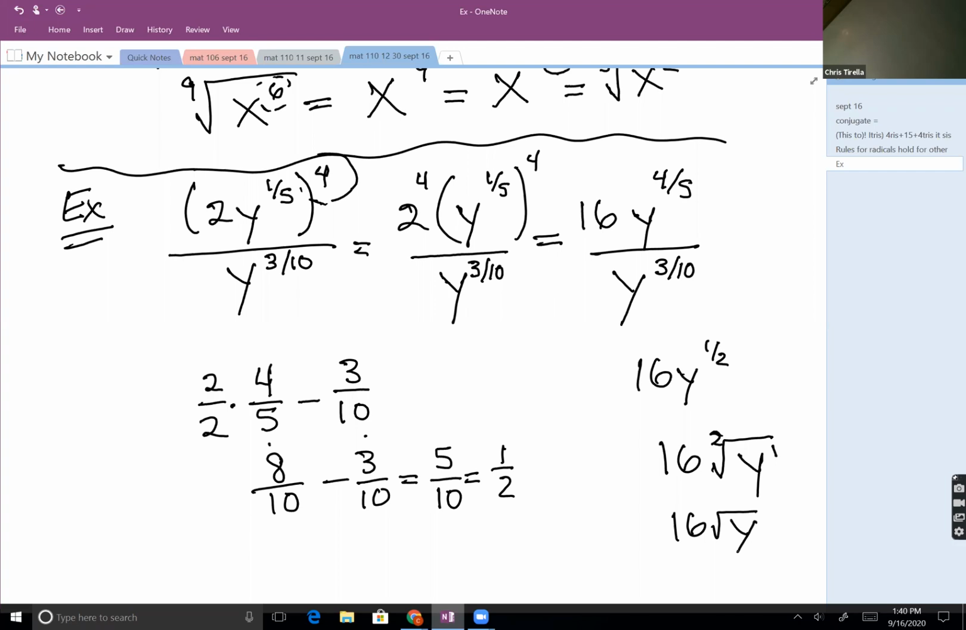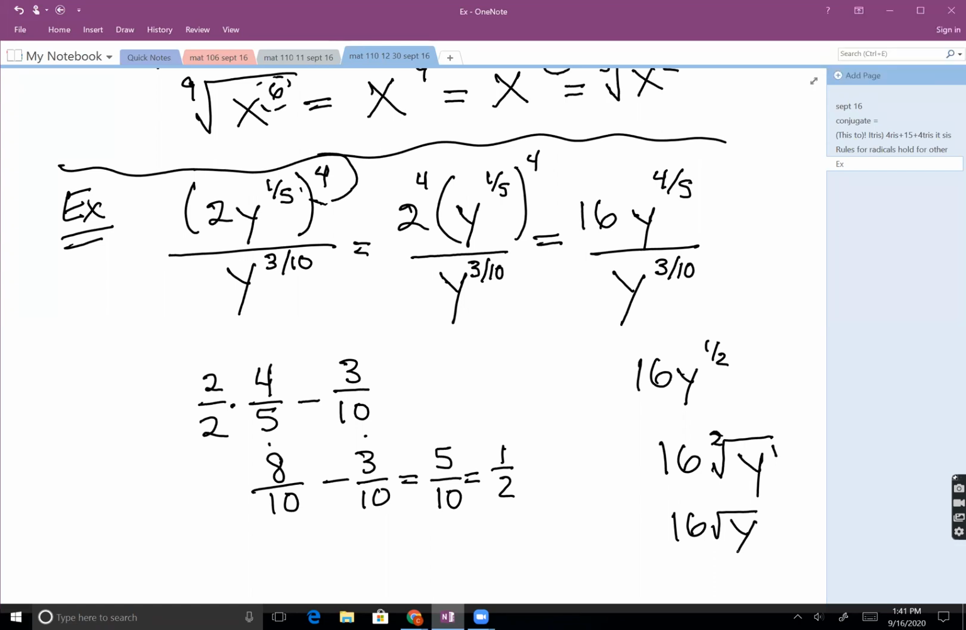If we were in a traditional class and we were taking pencil and paper tests, I would accept either because they're equivalent. On the internet with the homework, they will tell you what form to put it in. They'll either say write it with a fractional exponent or they'll say write it with a radical. Okay? So I'm going to do both so that you get comfortable with the idea that the two are interchangeable.